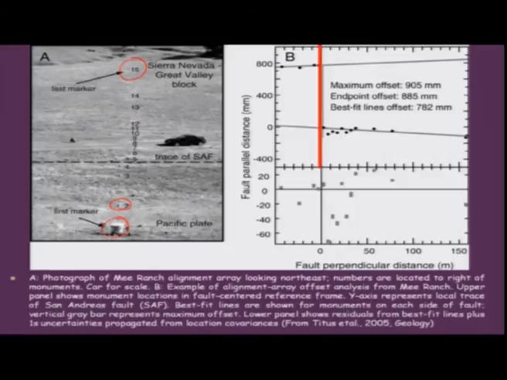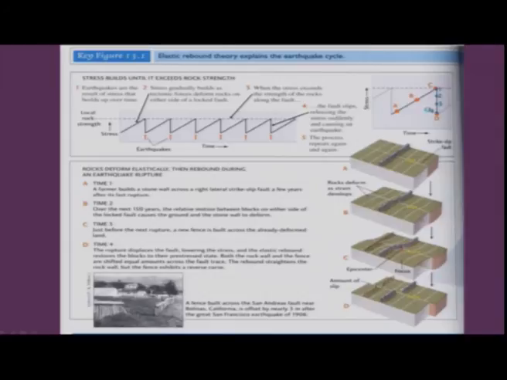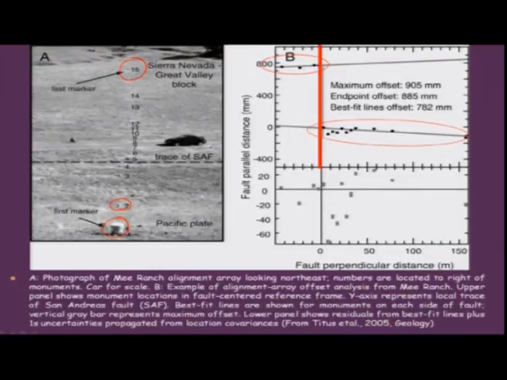So this is their fault, and you have the different points here. The maximum offset they found was around 900 mm, where the endpoints offset was around 885 mm. The best fit line suggests that the average displacement was around 782 mm. So one can measure this if you have a very precise location of the fault and put in more GPS stations. You can have a close array of GPS stations which can measure the amount of movement taking place and the amount of strain stored along this fault plane, and you can then predict when the next earthquake will be here.